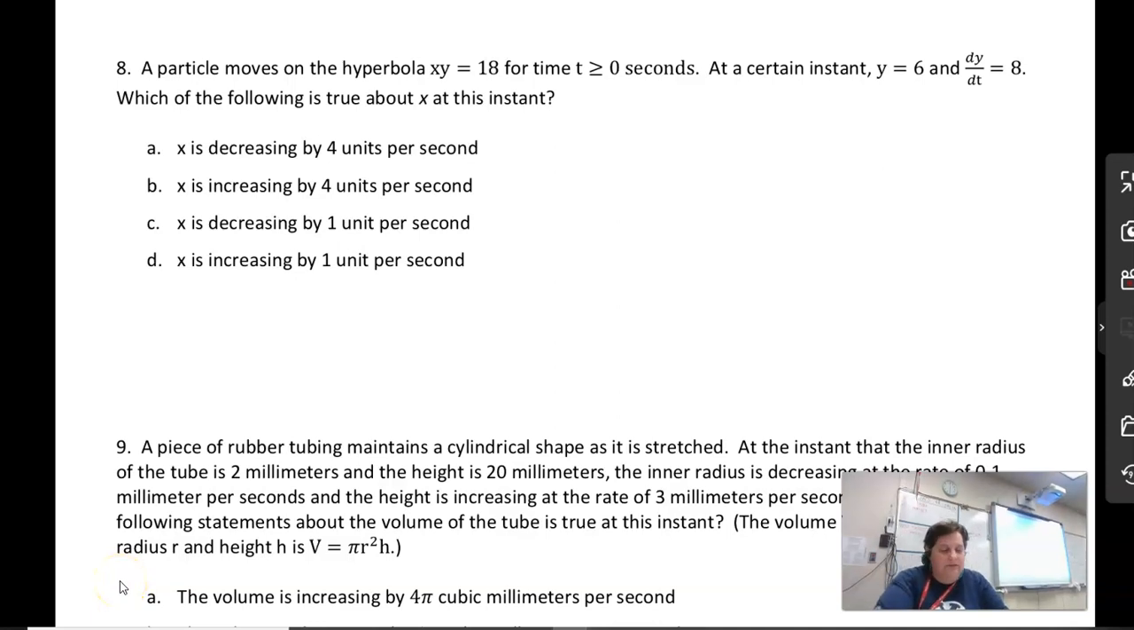All right, guys, let's go ahead and look at these multiple choice questions. The main difference is they're only answering one thing, so they're not going to be extra parts. They should be pretty straightforward, okay? A particle moves on a hyperbola, xy equals 18.